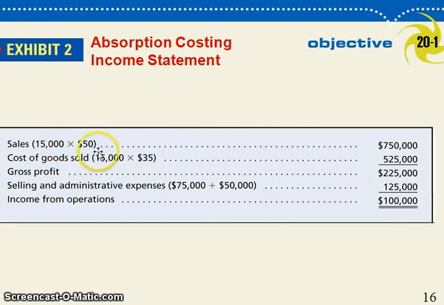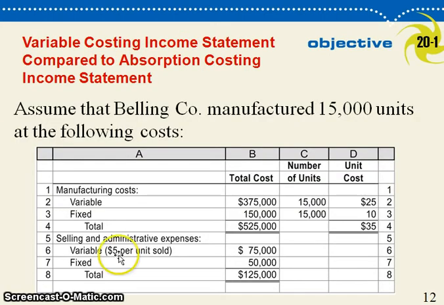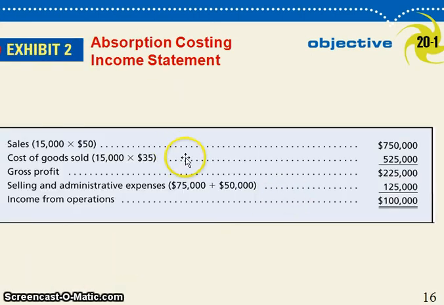You had sales of 15,000 units at $50 a piece, right? The sales figure is not going to change. $750,000. Your cost of goods sold is at $25 and $10, so it's $35 for the cost of goods sold, which gives you gross profit, minus any selling and administrative expenses, which gives you income from operations, okay? So this is your basic absorption-based costing income statement, what you've been looking at pretty much since the beginning of financial accounting. Now under variable costing, we're going to look at it a little bit differently.